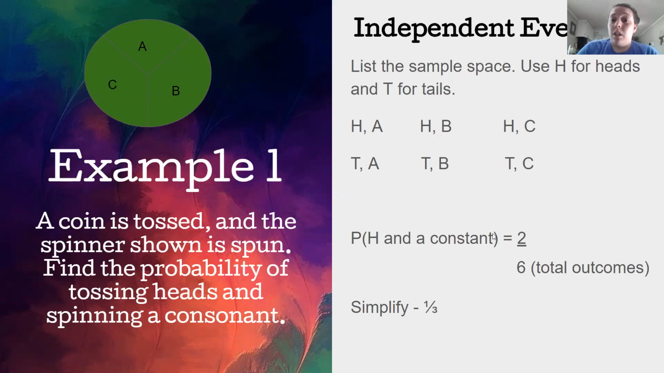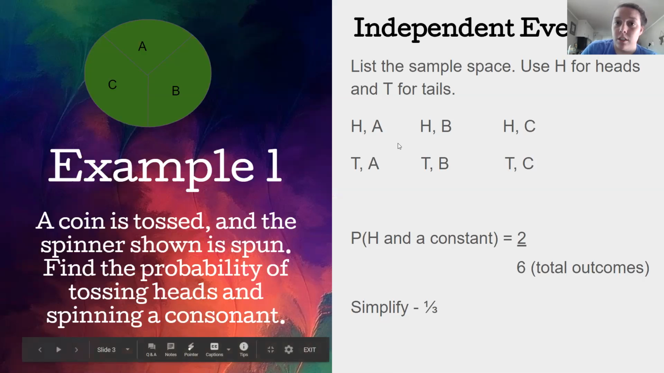This is just the abbreviation, and I mentioned that yesterday. The P stands for probability. What I'm trying to find is it landing on heads and a consonant. And I spelled that wrong right there. Sorry, guys.